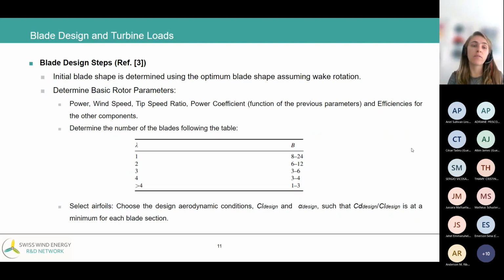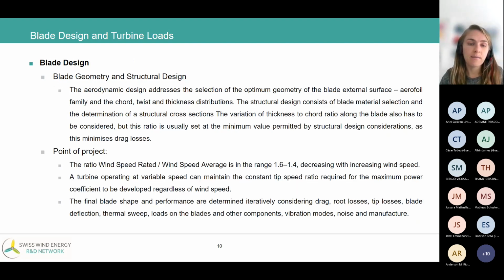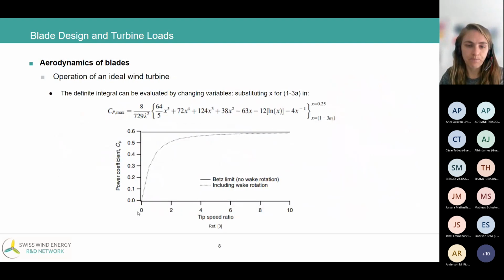And then here, yes, so I'm following one reference, and the first thing is defining for which conditions you are going to design, for which tip speed ratio, which power coefficient you will use as a first guess for your turbine, and the efficiency for the other components. And then here, the tip speed ratio, as already mentioned to you, will have a direct influence on the power coefficient of your turbine once you include the wake rotation in your calculation.